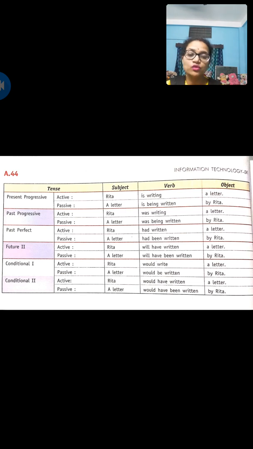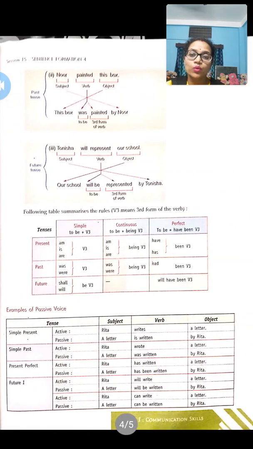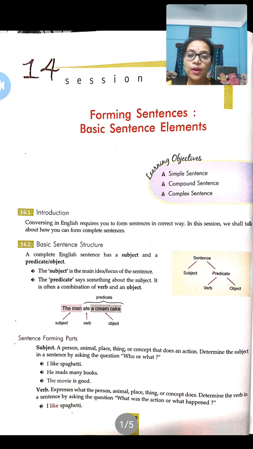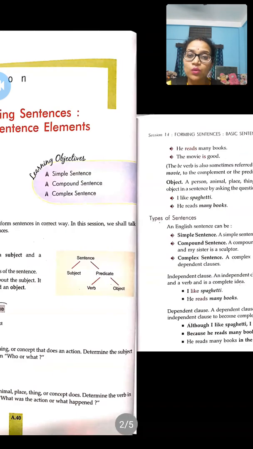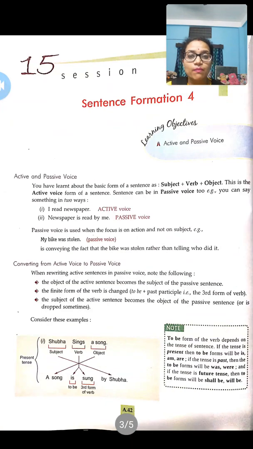So, students, I would like to wind up here itself. What we discussed today, we discussed about how to make complete sentences. We discussed about the three forms of sentence: simple sentence, compound sentence, and complex sentence. We discussed about independent clause and dependent clause. Then we discussed about active voice and passive voice and how to do the changes from the active to passive, or you can do the vice versa also.